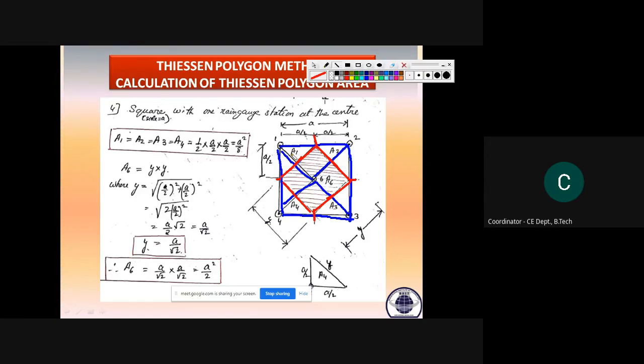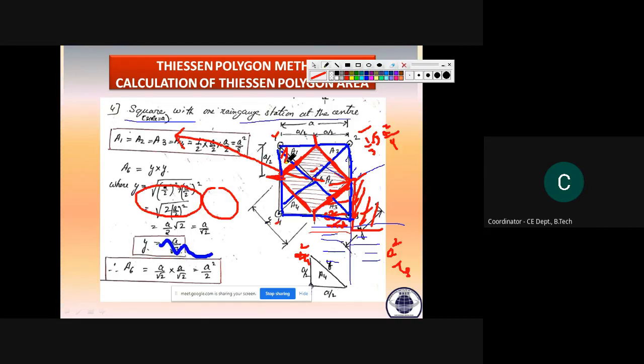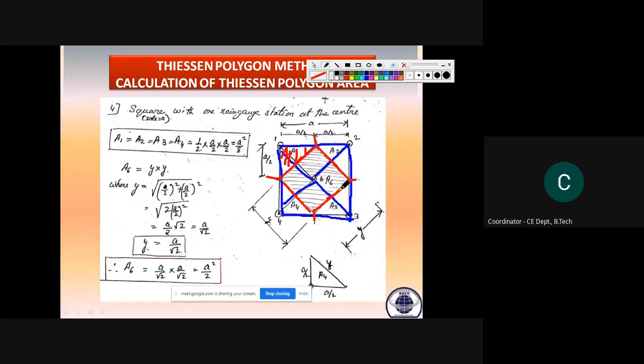Now whatever area comes under the perpendicular bisector and the boundary will be considered as the area for that particular station. Now for point A, this red portion is the polygon area and this blue portion is the boundary. So the area will be this one. Similarly for A2 also. So the areas of A1, A2, A3, A4 will be the same. Whereas for the 6th rain gauge station the area will be this one. See, the hashed line, this will be the area. A6 will be this value.